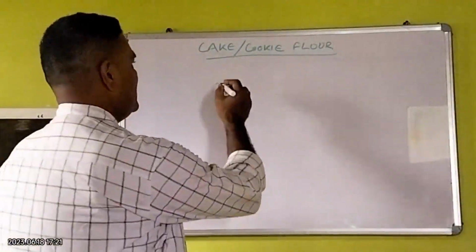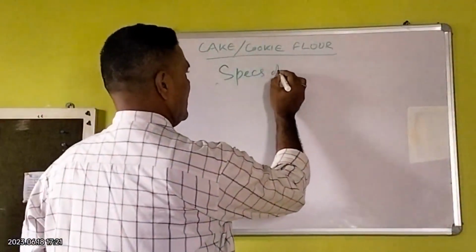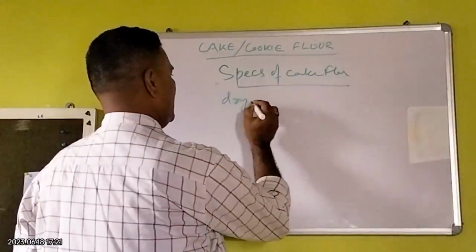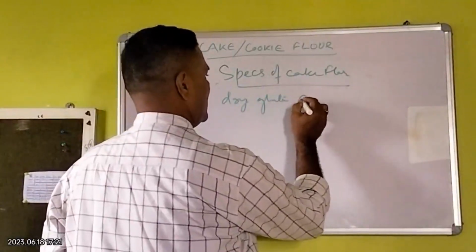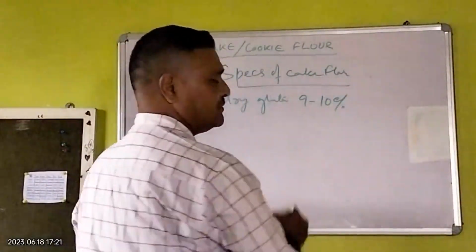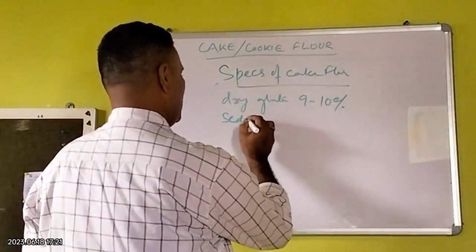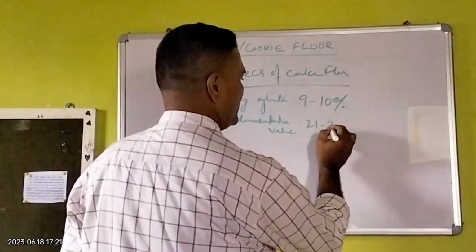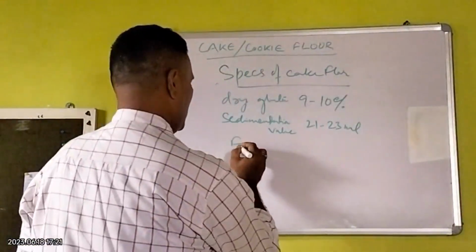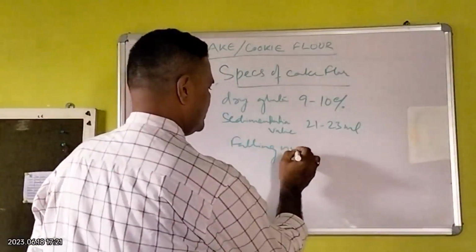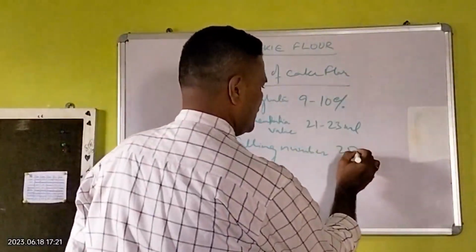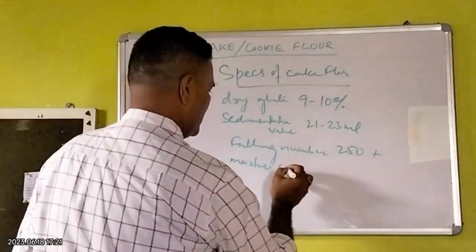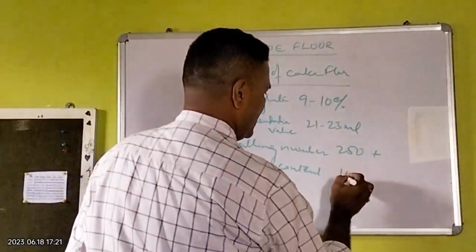So if I write a spec of cake flour, I would rather take dry gluten as around 9 to 10%, sedimentation value 21 to 23 ml, falling number 250 plus, moisture content 10 to 13%.